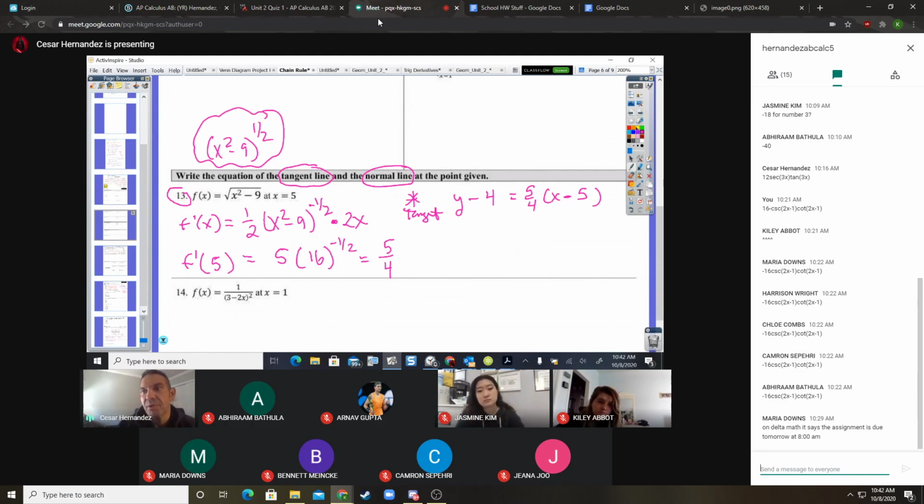And then we have the normal line. How's the normal line different? The slope is the reciprocal of the tangent line slope. Right, the negative reciprocal. So negative 4 over 5.